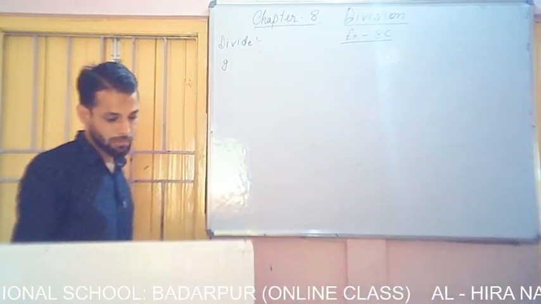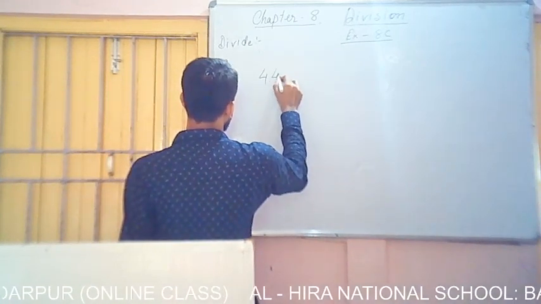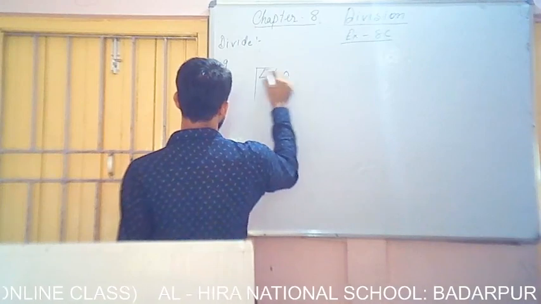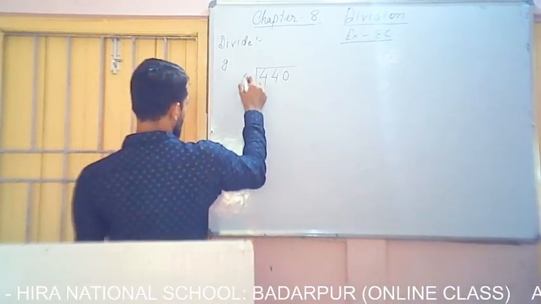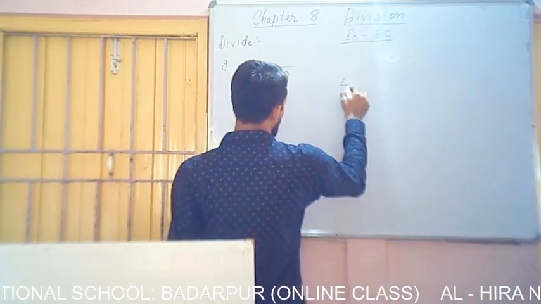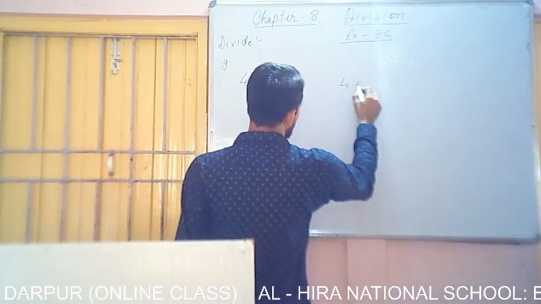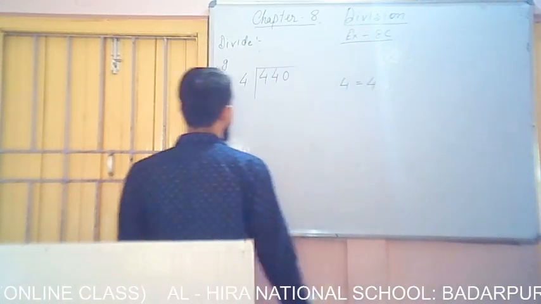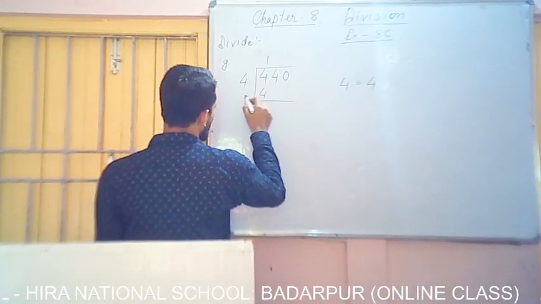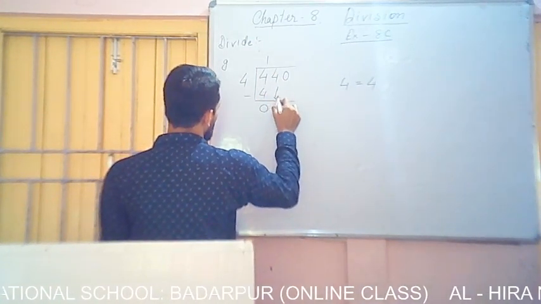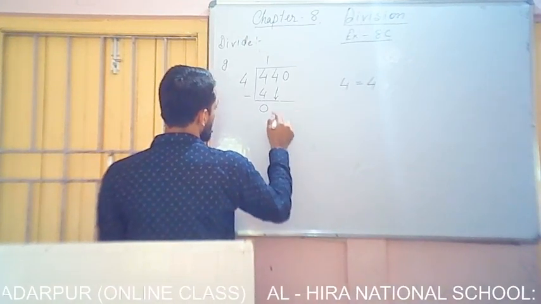Now question number G. 440 divided by 4. So here you can see tens and hundred places are equal to the divisor. So 4 ones are what? 4. 4 minus 4 equals to what? 0. Bring down 4 tens.